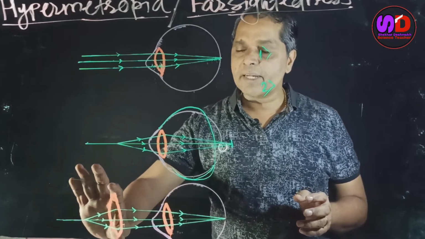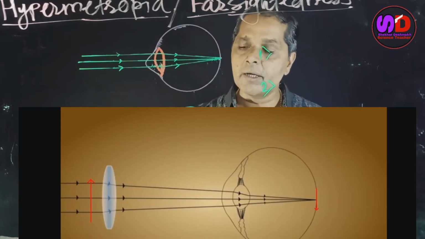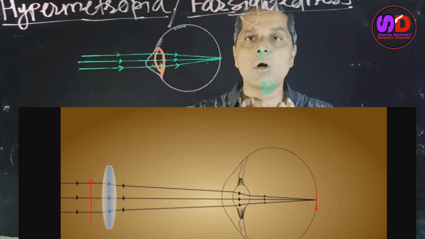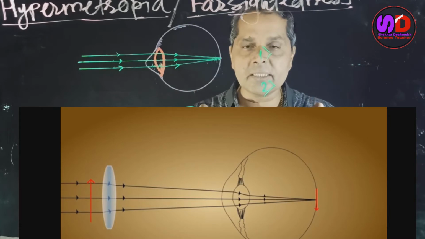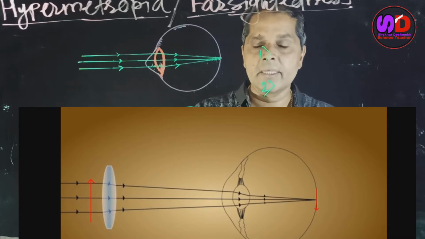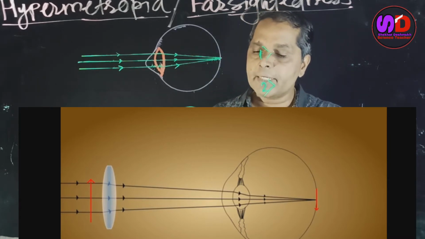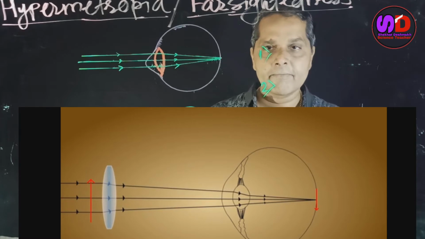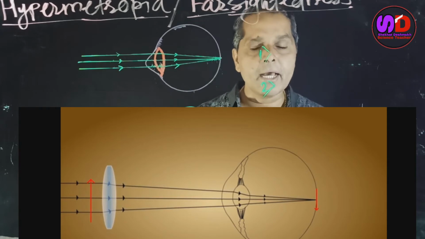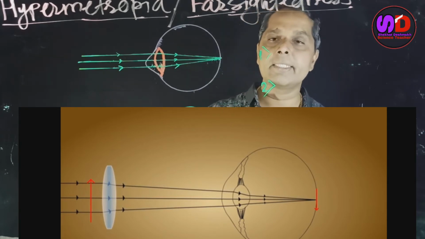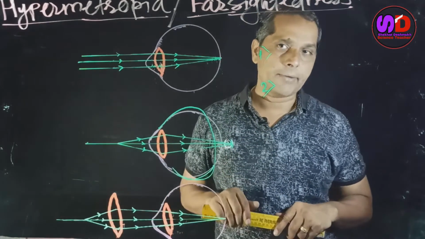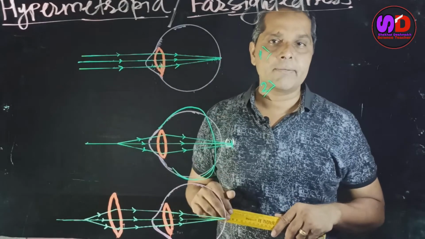So if we use a convex lens of appropriate power, the light rays coming from a nearby object fall on the converging lens, they converge first, and again after falling on the eye lens, they converge again. That means we are increasing the converging power of the lens, and due to that the image can be formed on the retina, and therefore we can see the nearby object also. So this is nothing but the cure for hypermetropia. These are the three diagrams for that.